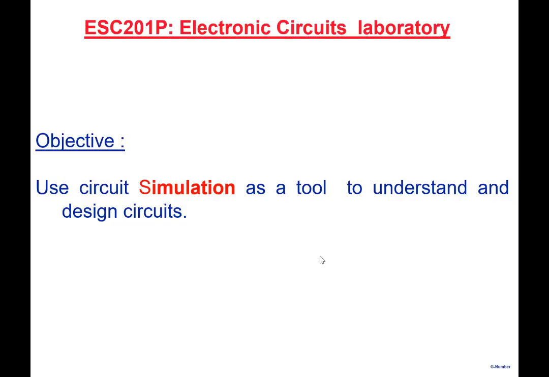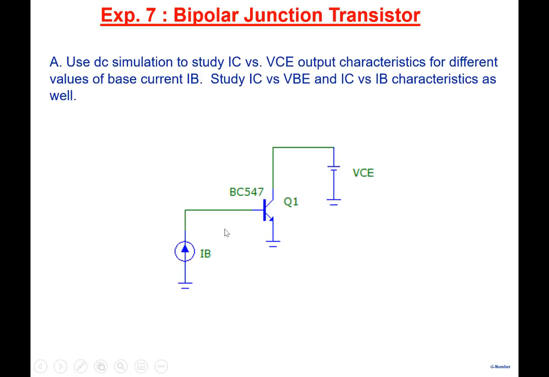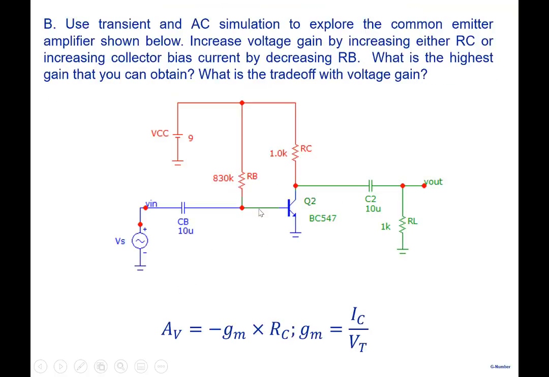All right, so let's look at experiment number 1. As usual, we'll use circuit simulation as a tool to understand and design circuits. Our lab number 7 revolves around the bipolar junction transistor. The first thing we'll do is study the characteristics of the bipolar transistor, and then we will use this transistor to make an amplifier and study its characteristics.